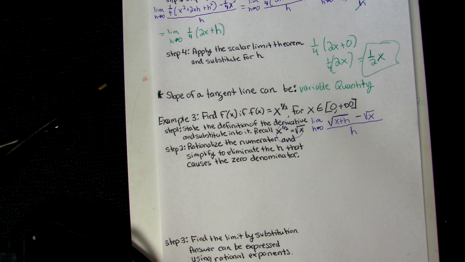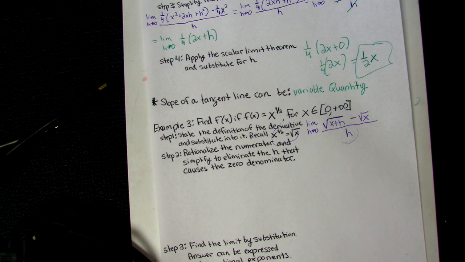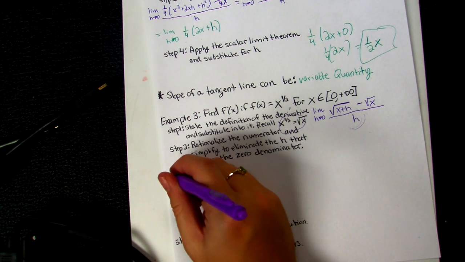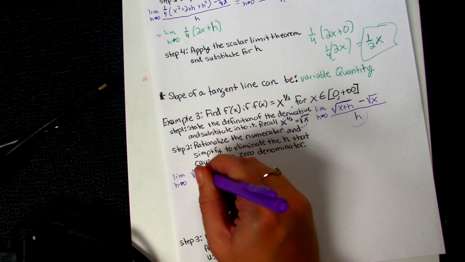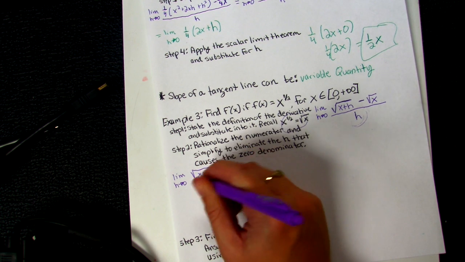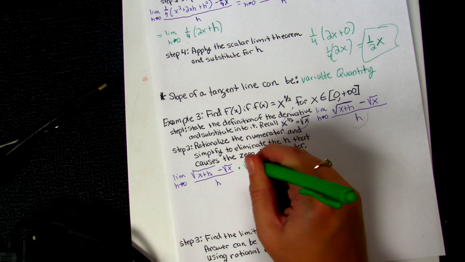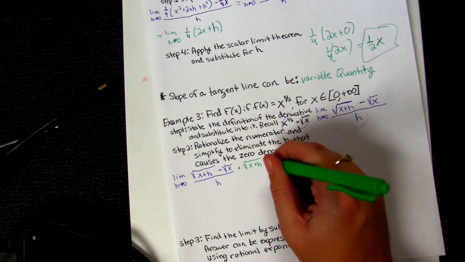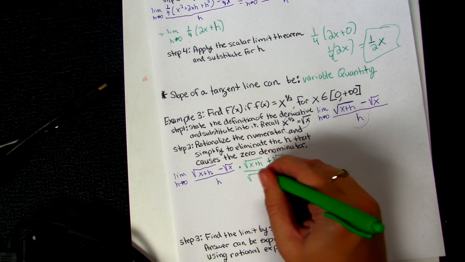From here, what we want to do is rationalize the numerator, so that we can eliminate our h, because our h causes a problem. We can't plug in 0 for h if it's by itself in the denominator. So we're going to rationalize. Remember, to rationalize, we can multiply by the conjugate. So I'm going to multiply numerator and denominator by the conjugate of that numerator. So I'm going to multiply by the square root of x plus h plus the square root of x. That's the conjugate of the numerator. So do that on top and bottom.